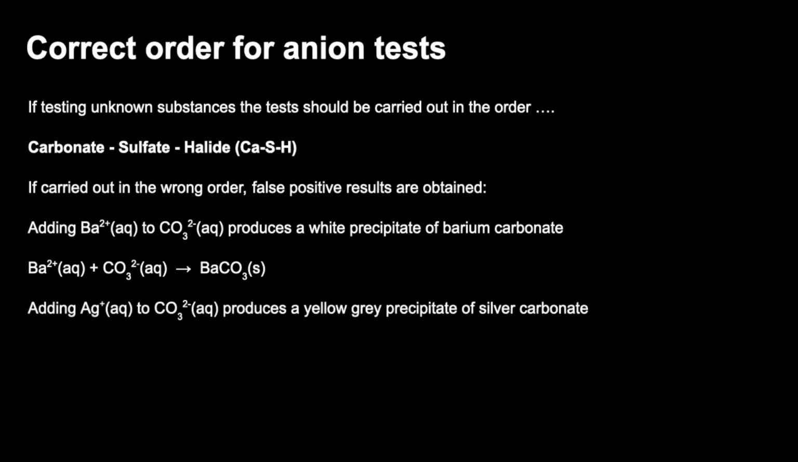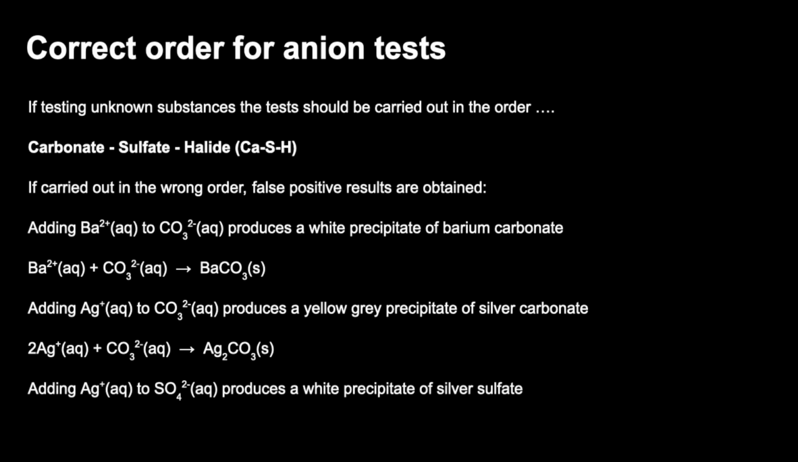Another example is if you added aqueous silver ions to carbonate ions. So you're effectively carrying out a halide test. You're going to get a yellow-grey precipitate of silver carbonate. Because you're doing the halide test, you've got a yellowy coloured precipitate, you're going to think you've got an iodide present. And you haven't. You've actually got a carbonate that's produced that precipitate. So that's why on the previous slide, in the halide test, you tend to add nitric acid first to remove any carbonate ions that might be there.